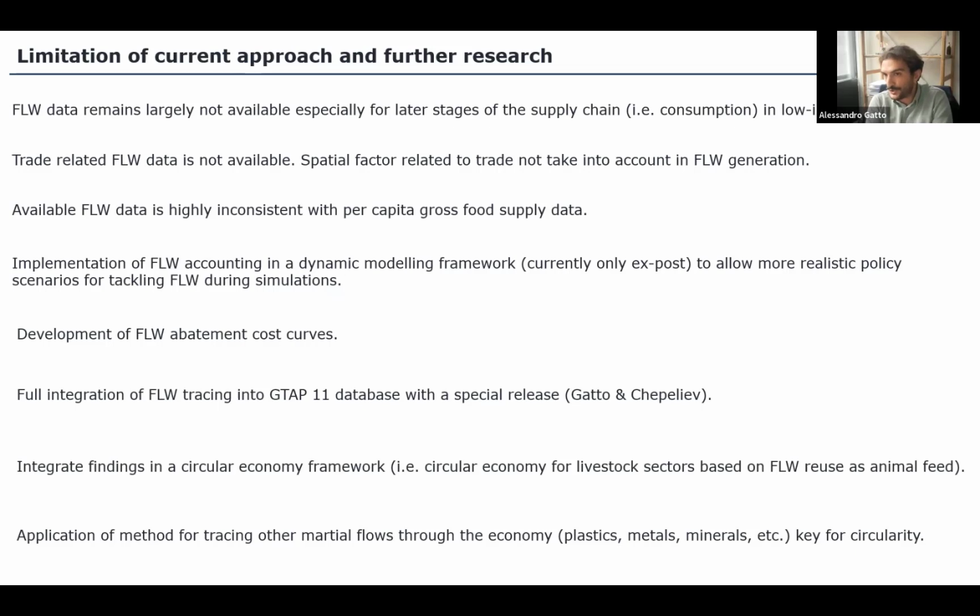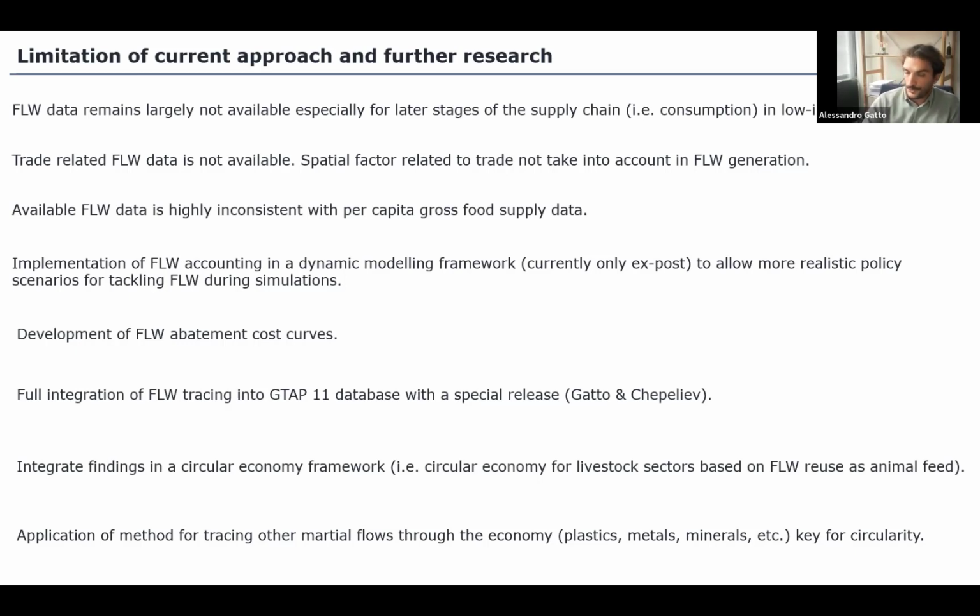As for future research, probably with Maxime, we're working on this, so we'll focus on the development of food loss and waste abatement cost curves, on a specific integration of this tracing in the GTAP 11 database, and also on providing a common ground for new studies on the circular economy.